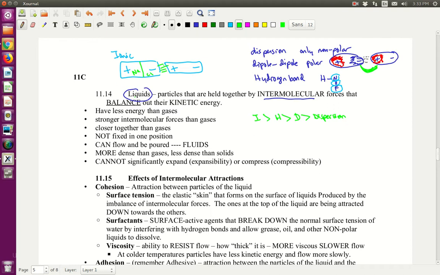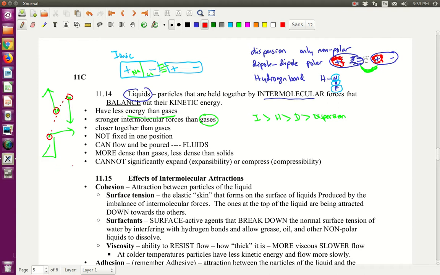So liquids, they have less energy than gases, okay? And we've talked about the kinetic molecular theory before. They have stronger intermolecular forces than gases. And what does that mean? They have less energy, they have stronger intermolecular forces. So the individual gas particles are flying around like crazy, going all over the place, just here and there and everywhere. And they have a lot of energy. But the attraction between these molecules is weak. And that's because the gas molecule itself has a lot of energy. These molecules right here have a lot of energy and they're flying around.